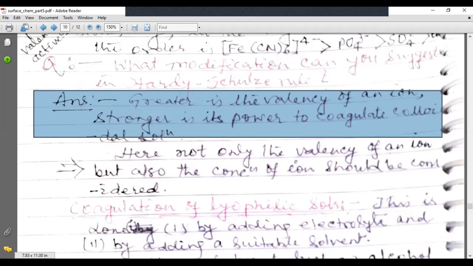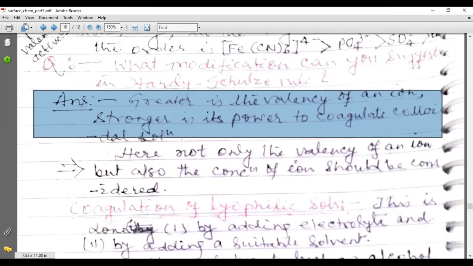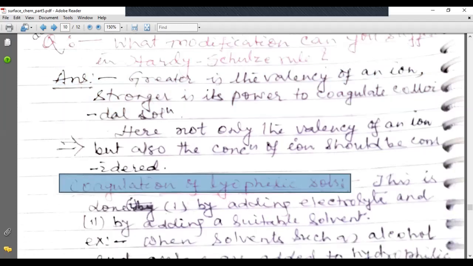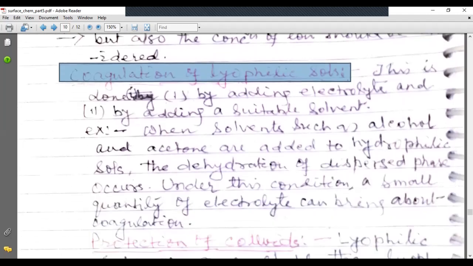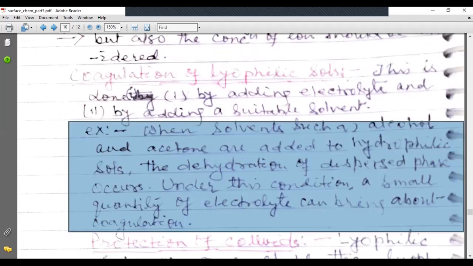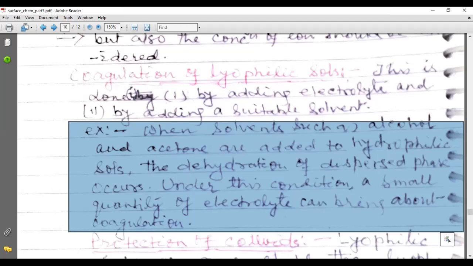Now the next topic is coagulation of lyophilic sols. This is done by adding an electrolyte or by adding a suitable solvent. Example, when solvents such as alcohol and acetone are added to hydrophilic sols, the dehydration of the dispersed phase occurs. Under this condition, a small quantity of electrolyte can bring about coagulation.